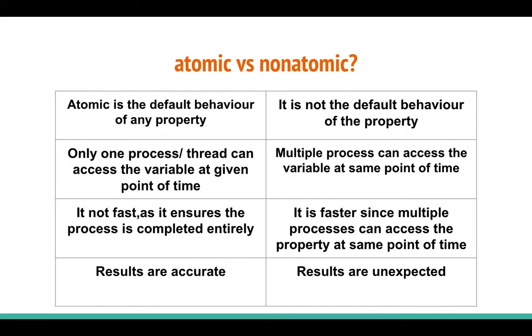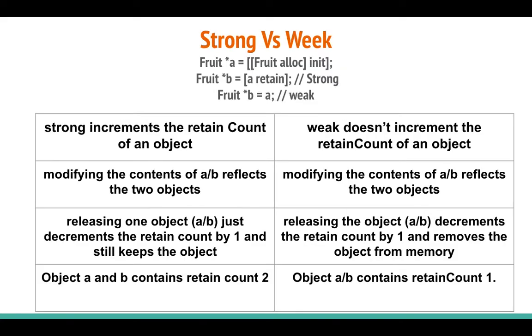Atomic is not fast, but the process is completely executed, entirely executed. Non-atomic is faster, and multiple processes can access the property. So the result will be accurate in atomic, but in non-atomic it is unexpected.